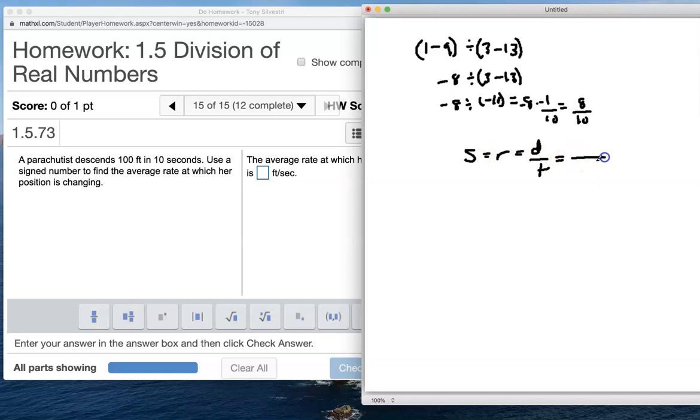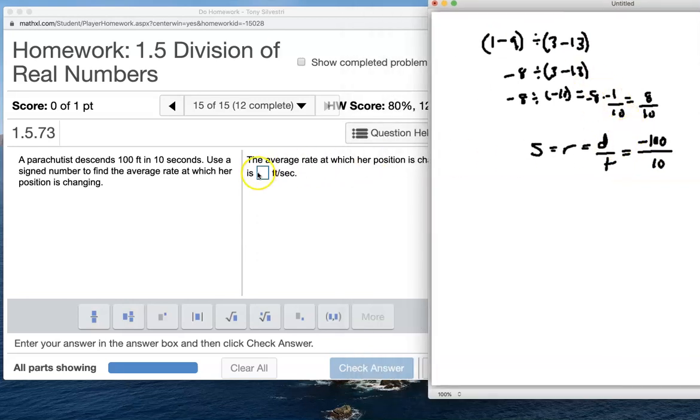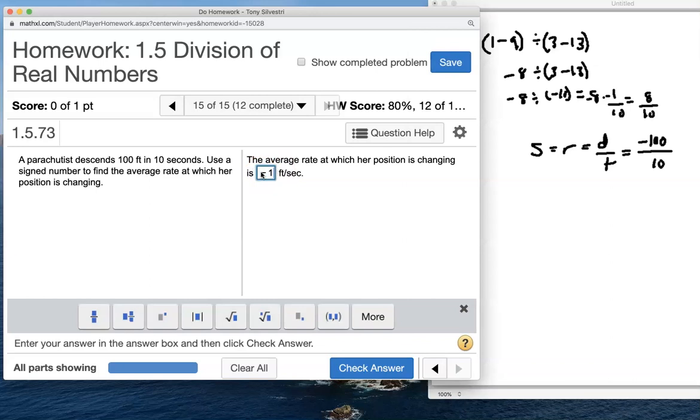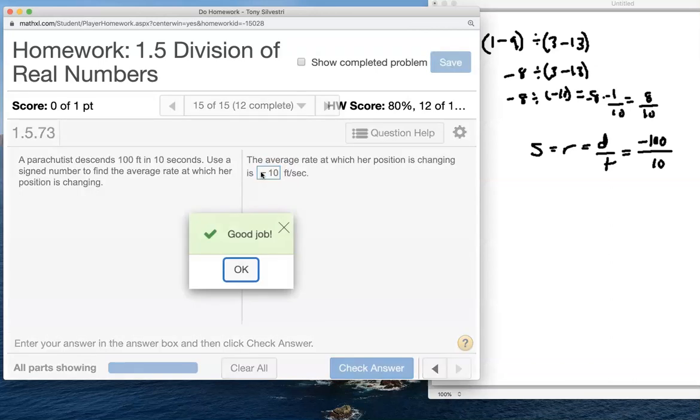So what they want you to do is say, well, you're going down 100 feet. That's a minus 100, and then we divide by 10. So basically, what you have here is negative 100 divided by 10, which is negative 10. You're going down at that speed. And that's division, guys. Okay? I told you it's not much different from multiplication.